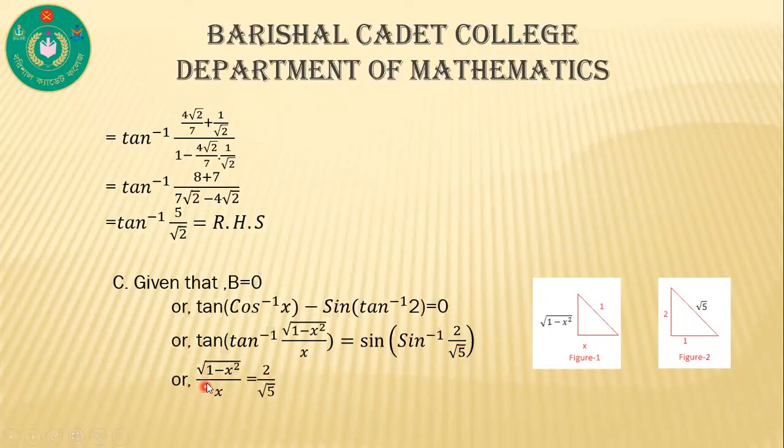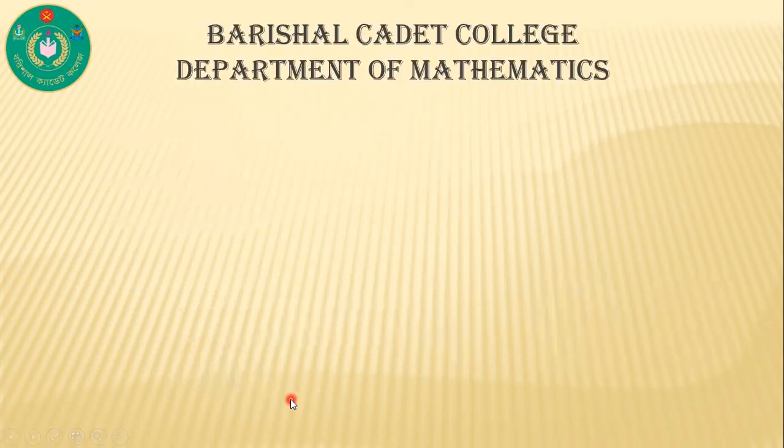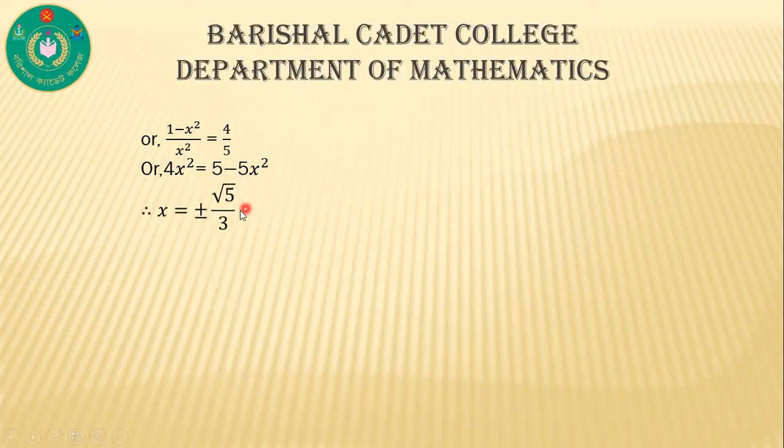Then we can write root 1 minus x square by x is equal to 2 by root 5. After calculating this, we can write 1 minus x square by x square is equal to 4 by 5. Now cross multiplying, we can write 4x square is equal to 5 minus 5x square. Therefore, x is equal to plus minus root 5 by 3. This is our required solution.